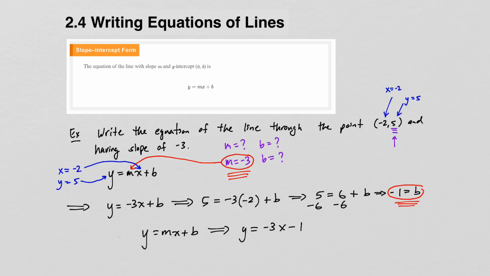So to use the slope-intercept form of a line, you have to know the slope and the y-intercept. And usually one of those two things is not directly given to you, and so that means you need to figure it out. Let's try another example.